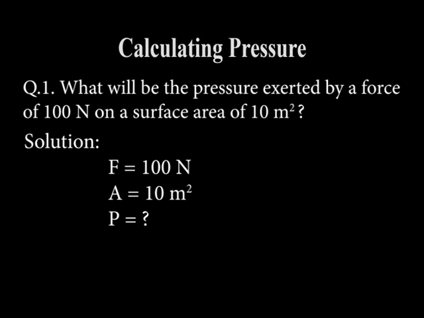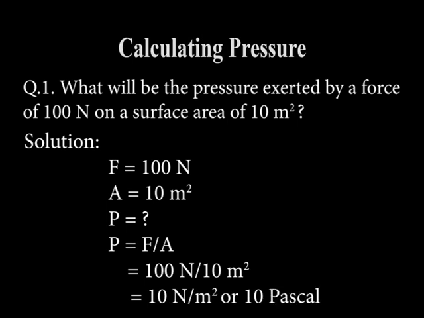Now, you can write down the expression, the formula. Pressure is equal to force over area. What is force? 100 Newton, divided by what is area? 10 meter square. So, we get the answer here, 10 Newton per meter square. That is the pressure, or 10 Pascal.